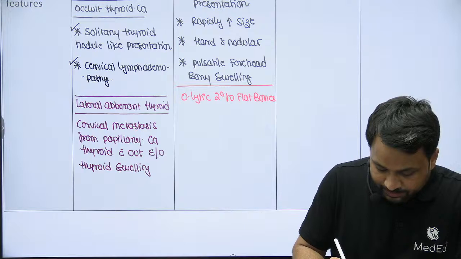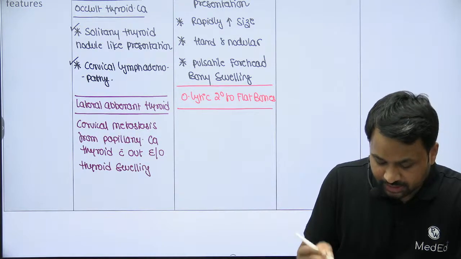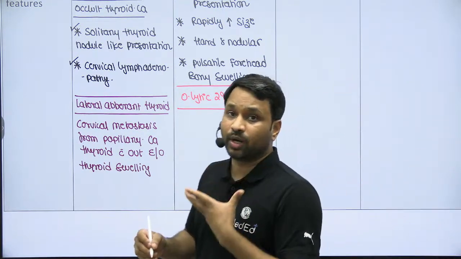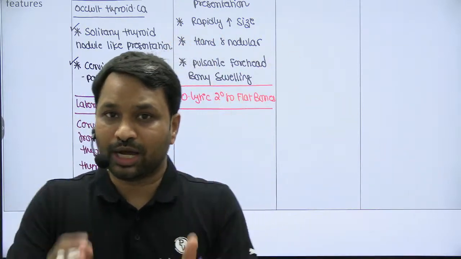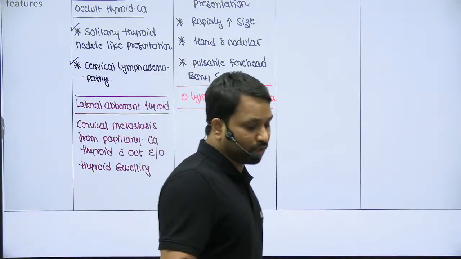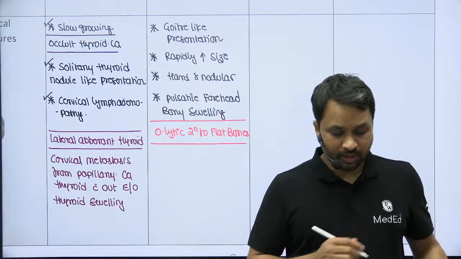So the easy pickup point for follicular cancer thyroid is you have a swelling which is goiter-like, and then you have a swelling in the forehead which is pulsatile. You now know you're probably dealing with follicular cancer thyroid.